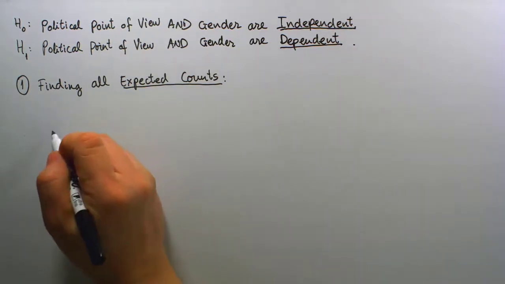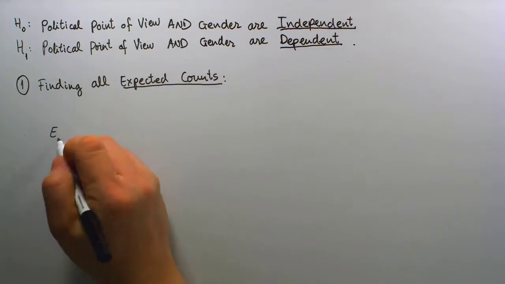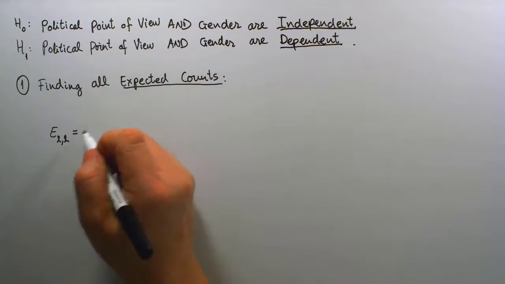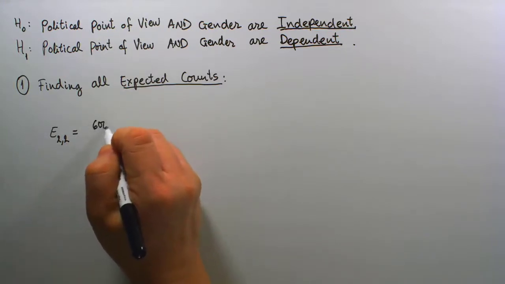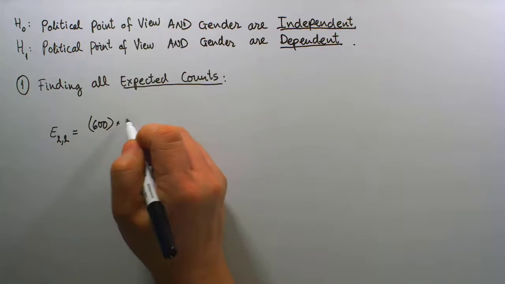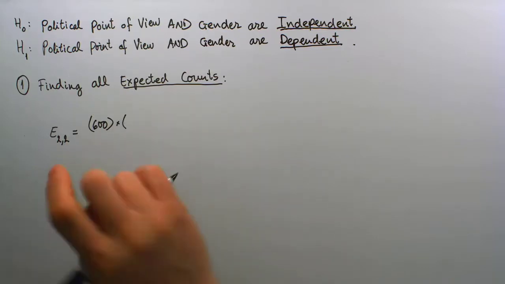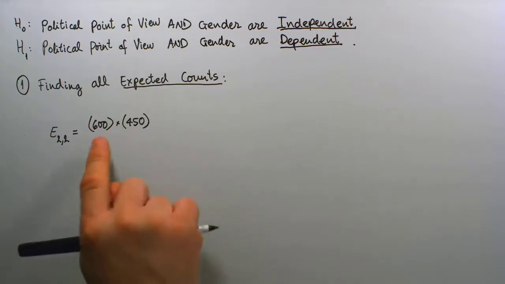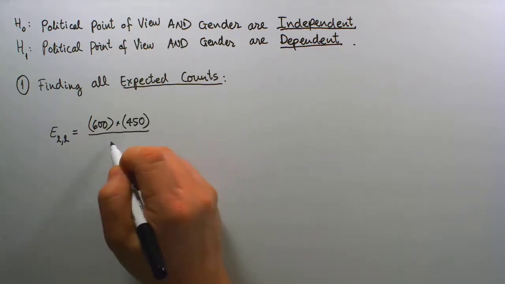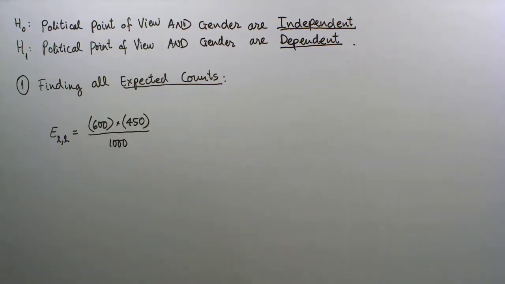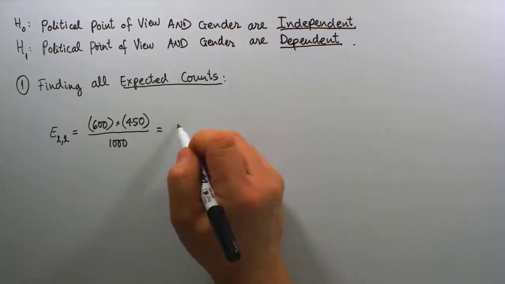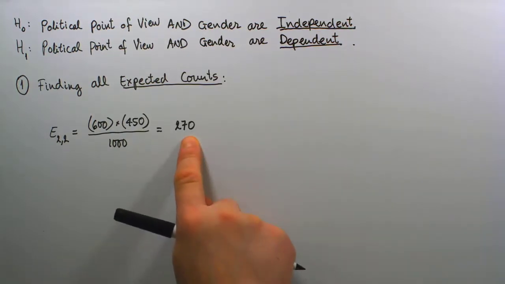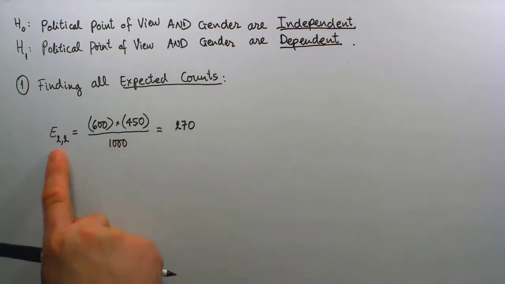And now let's look at expected count for row 2, column 2. Row total for row 2 is 600. Column total for column 2 is 450. We take the product of those two totals and divide that by the total sample size, 1000. So the calculation came out being 270 again. But this is the expected count for row 2, column 2.